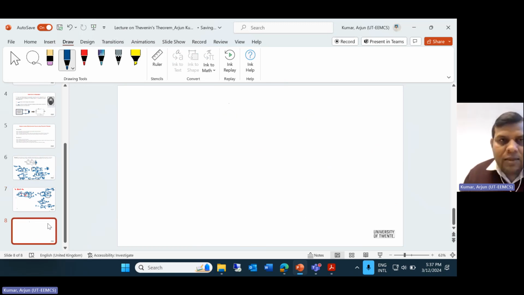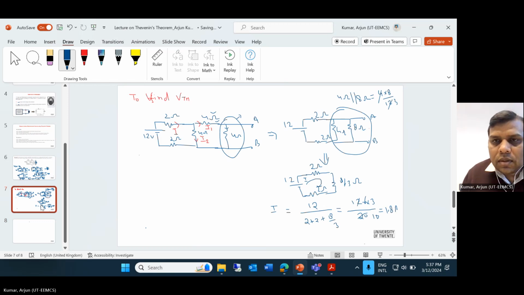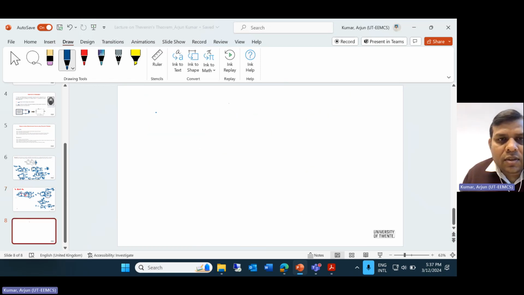Okay, now you have the current, so you can make this circuit. Okay, so again, just make the circuit. So this is your 12 volt.